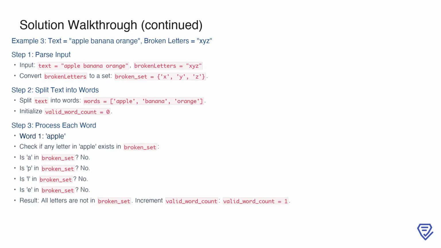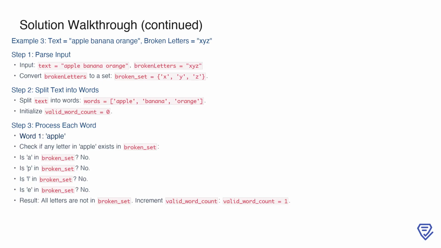In the third example, the input text is "apple banana orange" and the broken letters are "xyz". We convert the broken letters into a set, resulting in broken_set being {x, y, z}. Splitting the text gives us the words apple, banana, orange, and we initialize the valid_word_count to 0.